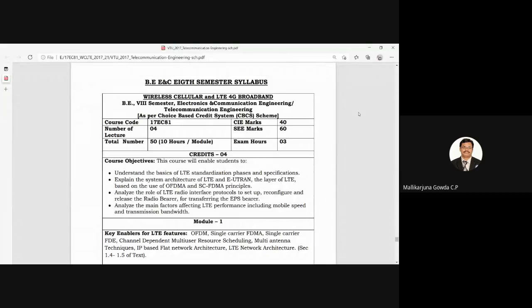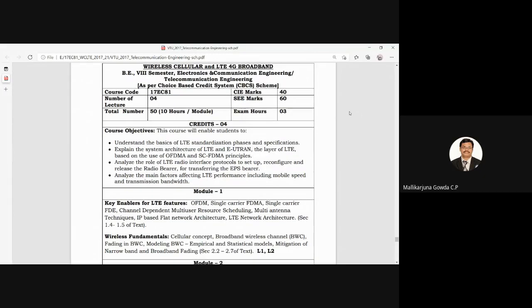So as I said, it is a core subject. Before I say what the course objective is, let me say what the contents are. As usual, you all know it will be of 5 modules, and each module is of 10 hours. So you will be studying the key enabling technologies for this 4G system. That is the first topic.